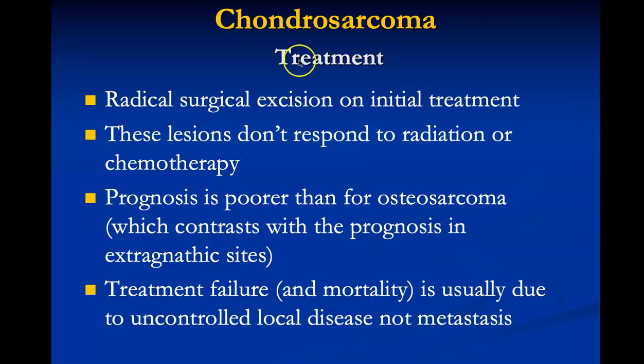Treatment for chondrosarcoma tends to be a pretty big surgery. You want to be able to remove the entire lesion because chondrosarcomas do not respond well to either radiation or chemotherapy. It has a prognosis that's worse than for osteosarcoma, which is different than the prognosis for areas outside of the jaws. And then treatment failure for chondrosarcomas is typically that you didn't get it all, and so it's uncontrolled local disease, not necessarily metastasis.